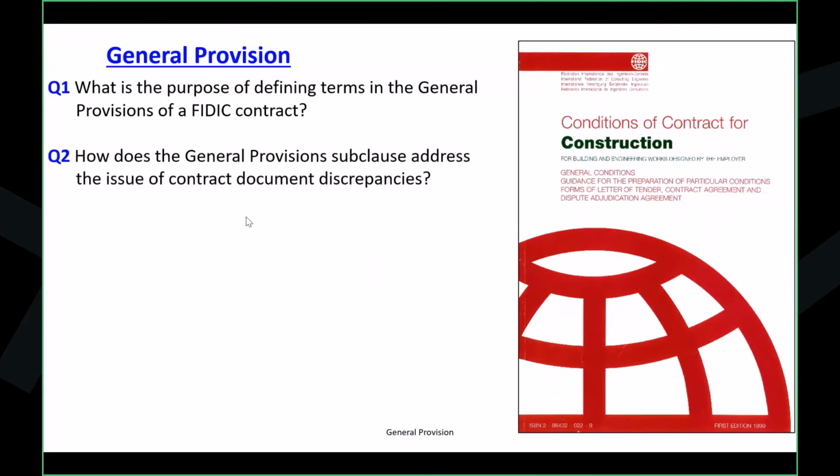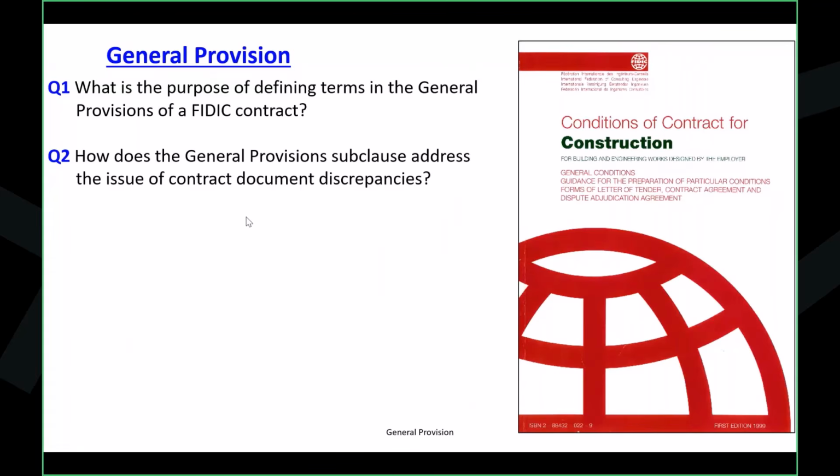How does the general provision sub clause address the issue of contract document discrepancies? There may be ambiguity between the documents. Let's say the BOQ says grade 30 for the slab concrete, the specification says grade 40, and the drawing says grade 50. Now which one are you going to follow? There are ambiguities. As per the FIDIC, there is guidance on how to deal with them.